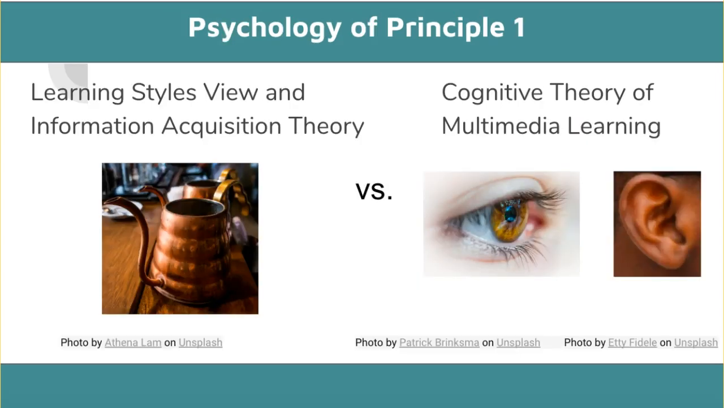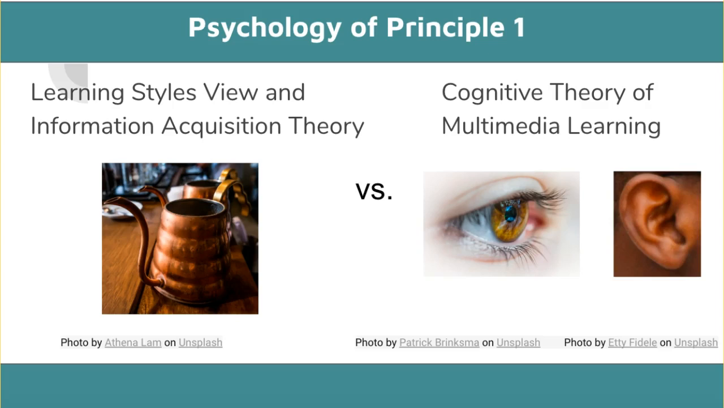The psychology of Principle 1 deals with the difference between the learning styles view and information acquisition theory compared to the cognitive theory of multimedia learning. In the learning styles view of learning, people are assumed to have visual or auditory learning styles, so having both modes available would be helpful for learning. This, combined with the information acquisition theory that states that 3 ways of delivering information is better than 2, leads people to believe that you should have both visual and auditory information at the same time.